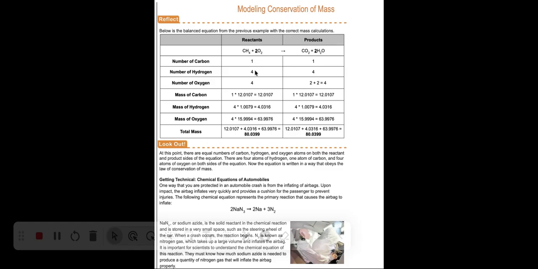Let's take a look at the oxygen. We have 2 times 2 gives us 4 oxygen. Then on here, we have 2 oxygen here, and then we have 2 oxygen here. 2 plus 2 gives us 4. Again, we are not paying attention to the mass right here.